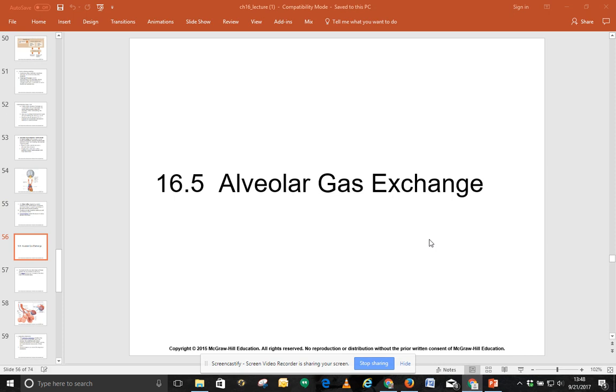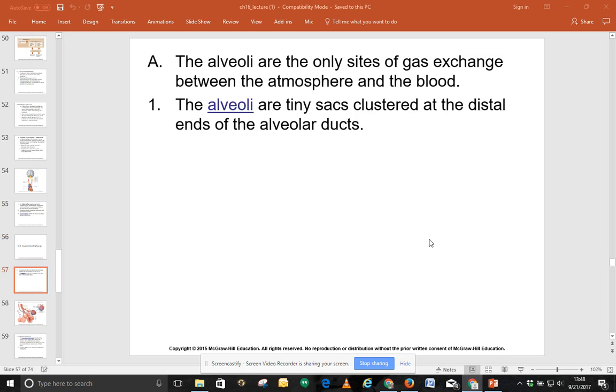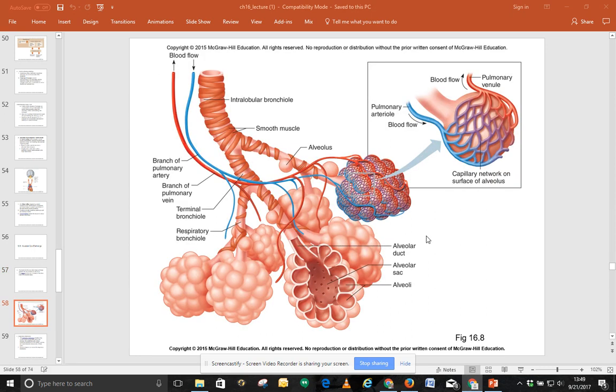Let's get down to the alveolar gas exchange. The alveoli are the only sites of gas exchange between the atmosphere and the blood. This is where it all occurs. Now, the alveoli are these tiny little air sacs. They kind of look like grapes. I showed you in a picture previously. They're clustered at the distal or far ends of the alveolar ducts. Again, here are your alveoli, your bronchioles, and smooth muscle that attaches around these. Now, this can also be associated with bronchospasm because there's muscle here. And again, this is where all the oxygen exchange and CO2 exchange occurs.